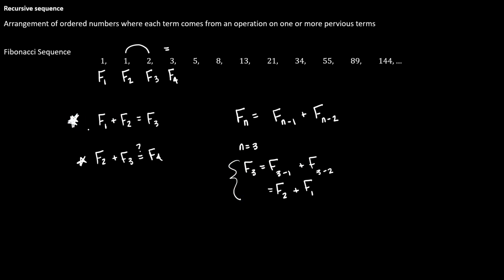So a recursive sequence can be arithmetic, but it's not always arithmetic. Arithmetic sequences are always recursive, but a recursive sequence does not have to be arithmetic. Fibonacci is an example of a recursive sequence that is not arithmetic.